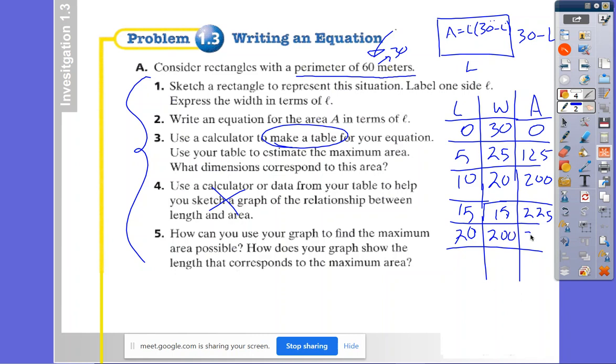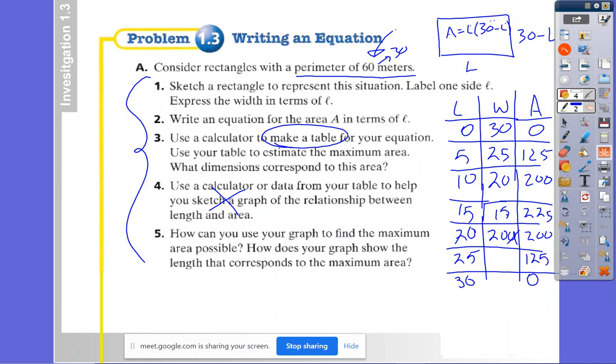Why do I keep wanting to write it over here? Well, now I can see it's coming down. And since a parabola is symmetrical, I don't need to keep doing the math on this one. I know that when the length is 25, I'll have an area of 125. When I have a length of 30, what comes next? 0.